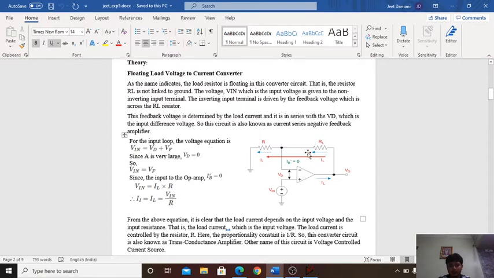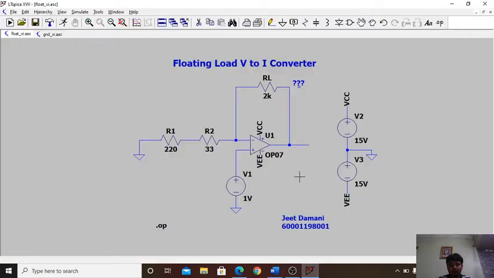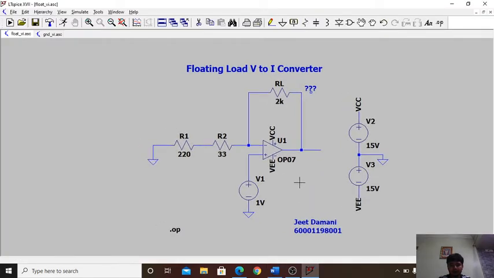If the load resistance RL, any of the terminal is not connected to the ground, and as you can see, the load current is not dependent on the load resistance RL. It is V in by R. This is theoretically. Now we'll see in the schematic whether it depends on the load resistance RL or not.